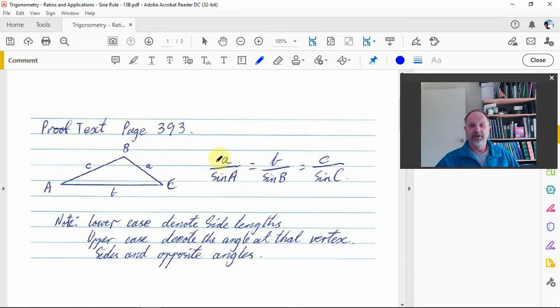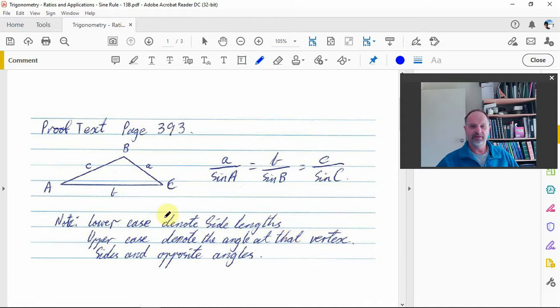So there are three ratios, and they're all equal to each other. The side length a over sine A would be the same as side length b over sine B, which would be the same as side length c over sine C. Now, I said up at the top that we involve two sides and two angles. So depending on which sides and angles you have, you choose two of these three things to be equal to each other.